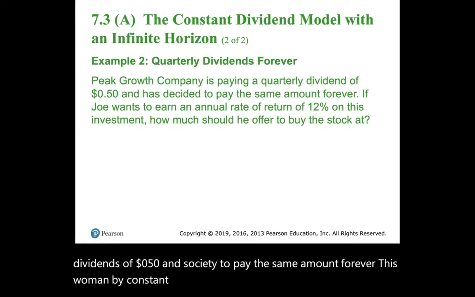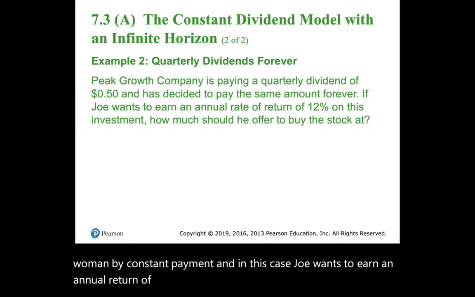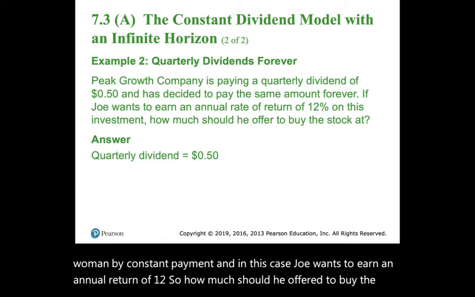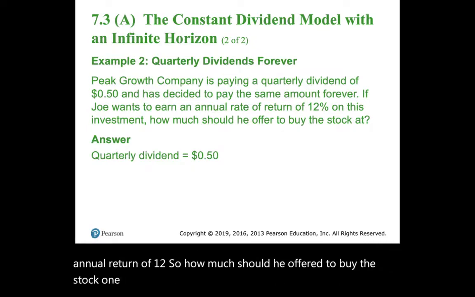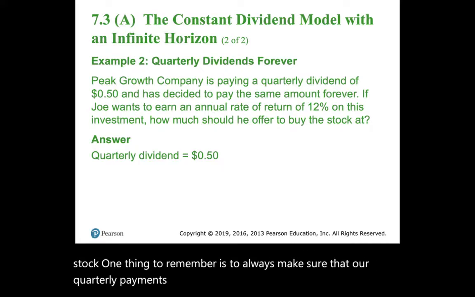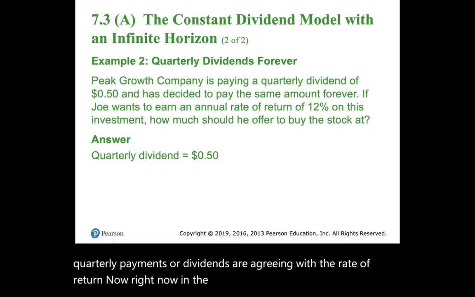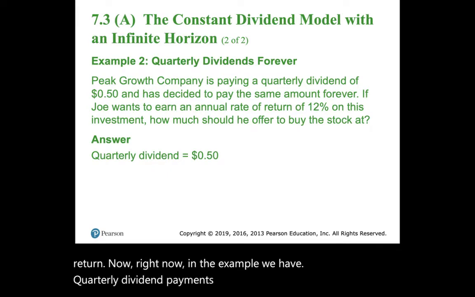And in this case, Joe wants to earn an annual rate of return of 12%. So how much should he offer to buy the stock? Well, one thing to remember is to always make sure that our quarterly payments or dividends are agreeing with the rate of return. Right now in the example, we have quarterly dividend payments, but we have an annual rate of return. So we have to make sure they're in agreement.